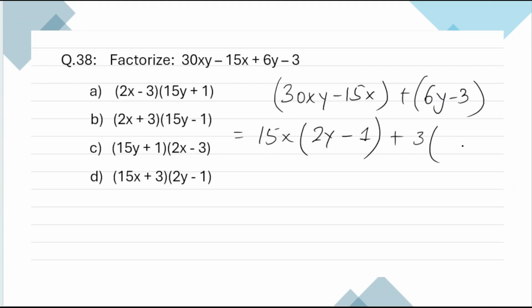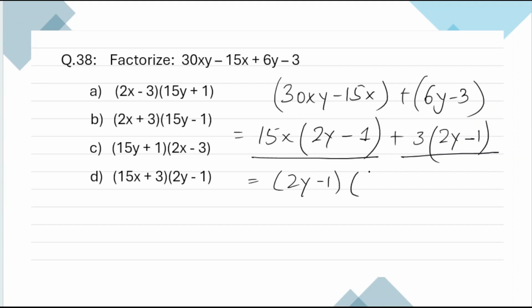Plus, from 6y minus 3, I can take out 3 common. 6y divided by 3 is 2y. 3 divided by 3 is 1. Now again you can see in this term and this term the 2y minus 1 bracket is common. Take it out. What is left here? 15x. What is left here? Plus 3. So that is my answer. So which is the option? Option D is the correct answer to this question.